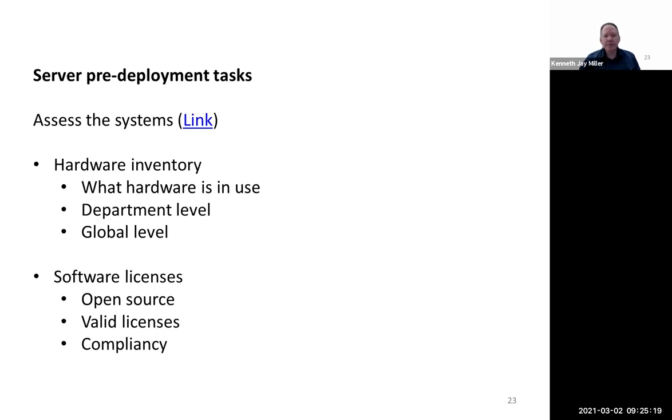Okay, we should be able to assess the systems. So we should be able to look at what the hardware inventory is and what our software inventory is. So let me, in yours, there's a link in here. When I present it this way with the shared PowerPoint, the links don't work. So, knowing what hardware is out there.